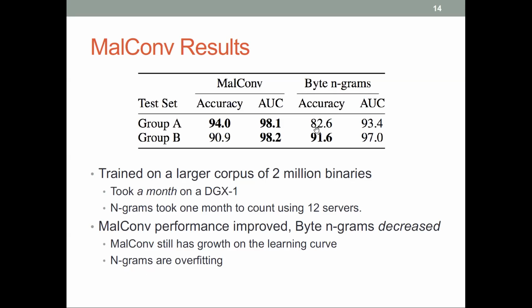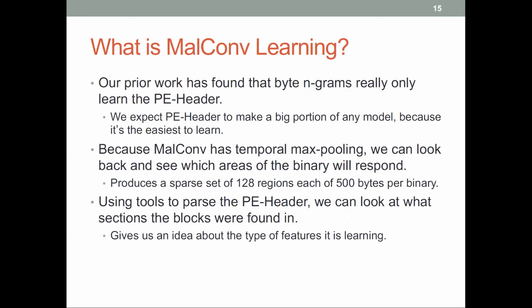So you can see that a model trained on group B does not do very well on group A. And by that, I mean an n-grams model does not do well on group A. So it doesn't generalize very well to unseen samples. However, MalConv has a better generalization between these two groups.